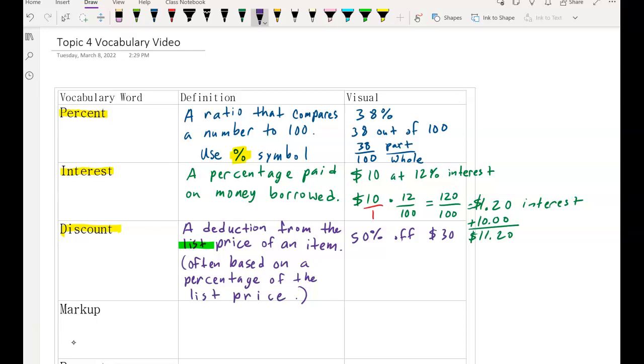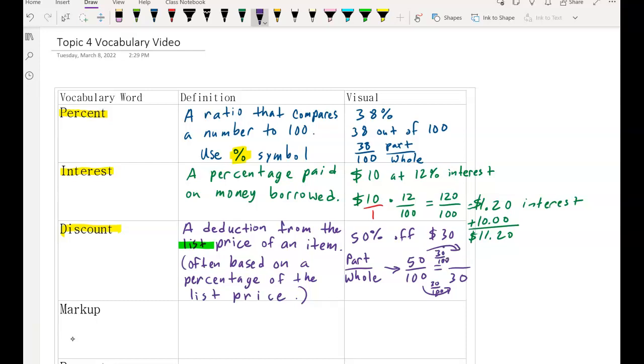So here's how this works. Remember, percent is always a part compared to the whole. And if it's 50%, that's 50 out of 100. And the whole amount of the original list price, let's say in this case, remember, is $30. And so we have to figure out how do we get from 100 to 30. Well, we would have to multiply by 30 over 100. And we would do the same thing up top. We would multiply by 30 over 100.